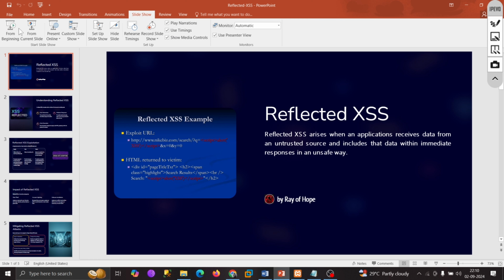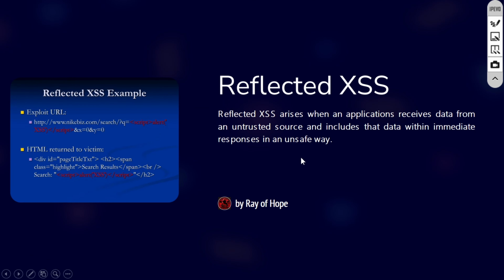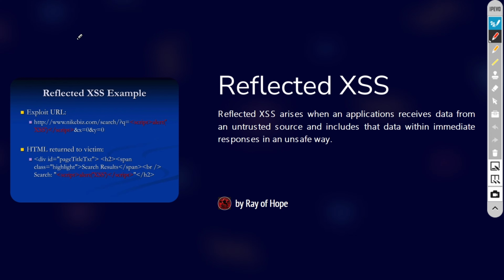When we talk about XSS, we already covered it, but let me cover it again. Reflected XSS arises when an application receives data from an untrusted source and includes that data within the immediate response in an unsafe way. What does that mean? Suppose this is the website. It has search functionality like this.